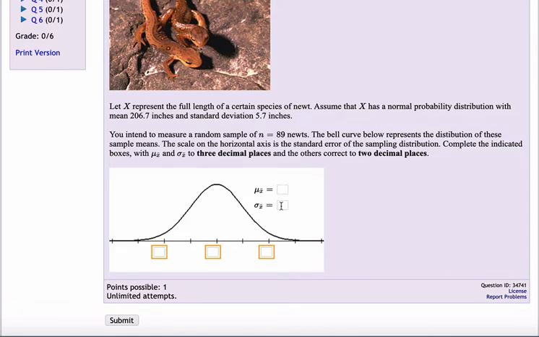Sigma sub x bar, that's sigma divided by the square root of n. Something I don't ask you to do that this problem does is to put the little hash marks down at the bottom here. So the idea is to show you that mu sub x bar is what goes in the middle, and sigma sub x bar, not sigma, not 5.7, but the number you get in this box is what you're going to be counting up and down by when you figure out these answers here. Note that they want these two things to 3 decimal places and the boxes to 2 decimal places.